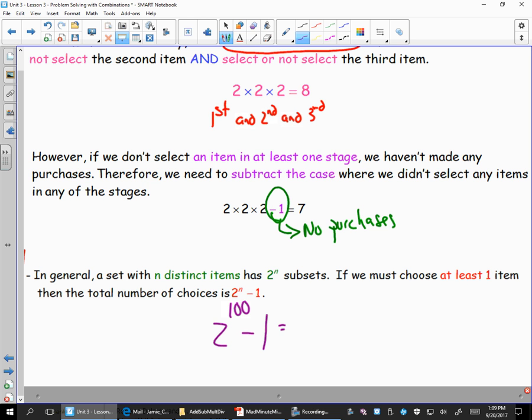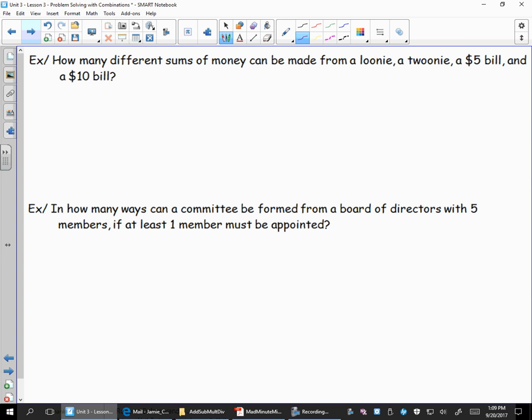Okay, let's look at some situations where this is going to come into play. So, how many different sums of money can be made from a loonie, a toonie, a 5, and a 10? So a sum of money. A sum of money means I have some money in my hand. It could be a 1 and a 2. It could be a 10 and a 5. It could be a 2 and a 10.